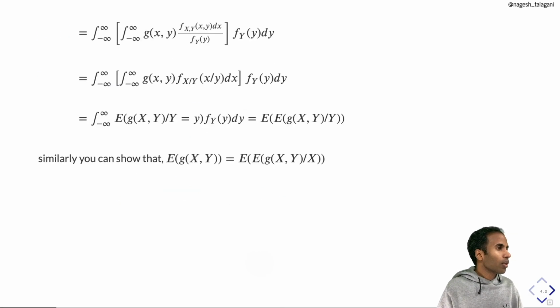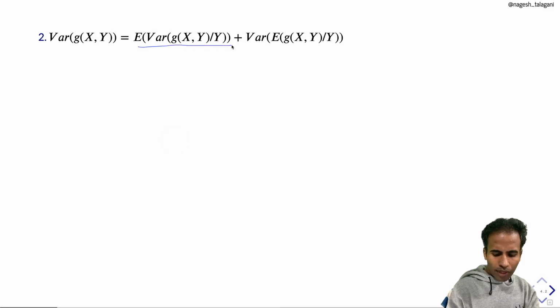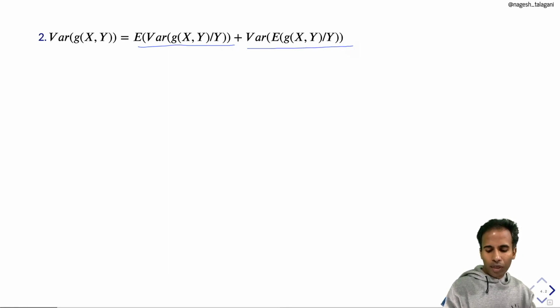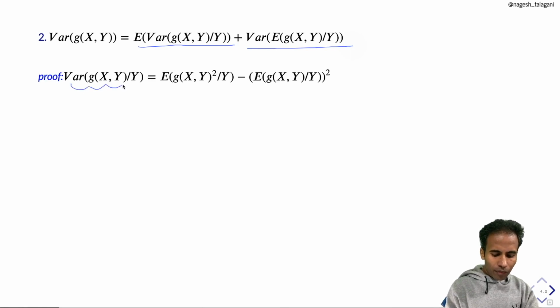Next, note 2: the variance of g of xy equals the expectation of the conditional variance of g of xy given y, plus the variance of the conditional expectation of g of xy given y. Let's prove this. First, let me consider the conditional variance of g of xy given y.